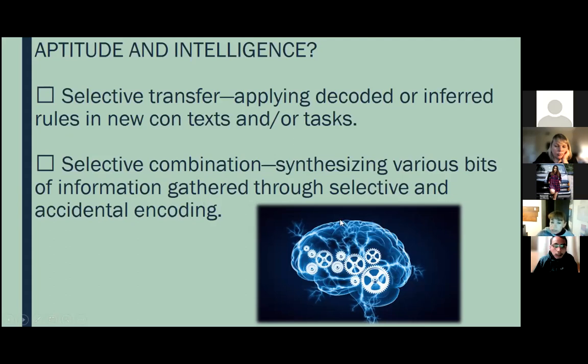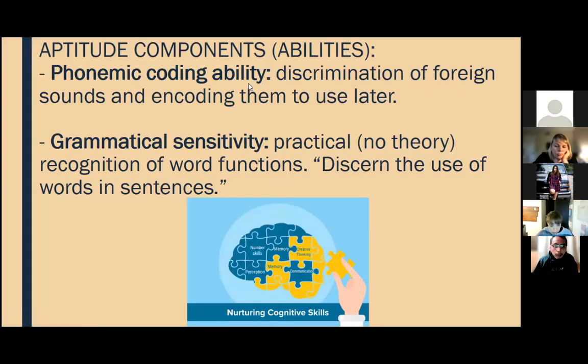So to sum up, we have four components of aptitude that were defined for a teacher in a test of aptitude. The first ability is phonemic coding. It means the discrimination of foreign sounds and encoding them to use later. This is also related to memory, because when we learn new sounds, we learn new words, and we have to encode them and save them in our memory in order to use them or create new knowledge later.